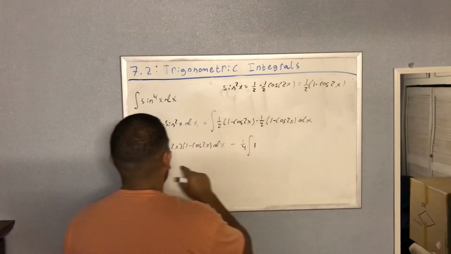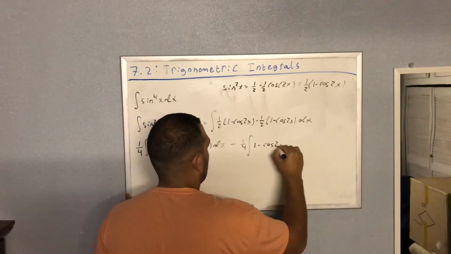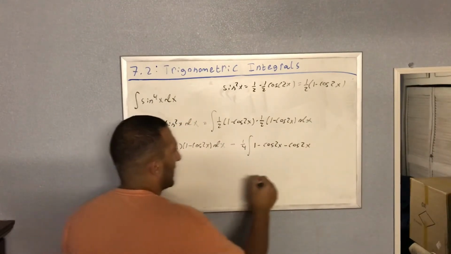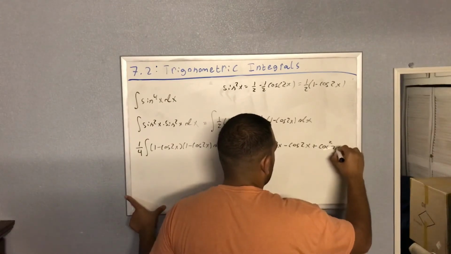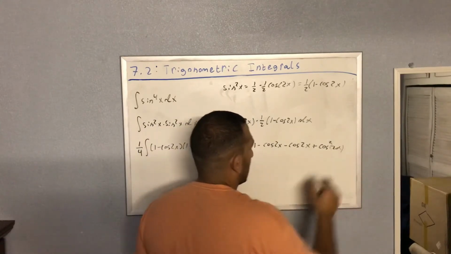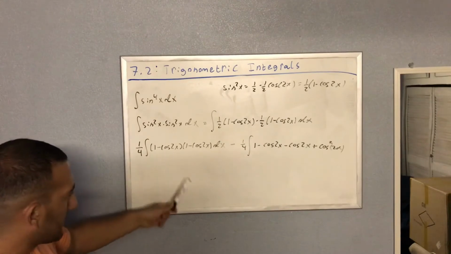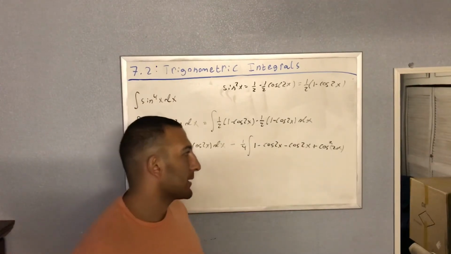So 1 minus cosine of 2x minus another cosine of 2x, and then plus cosine squared of 2x. Maybe I'll put a parentheses here for clarity. So here this means cosine of 2x times cosine of 2x. That's what the cosine squared here means.